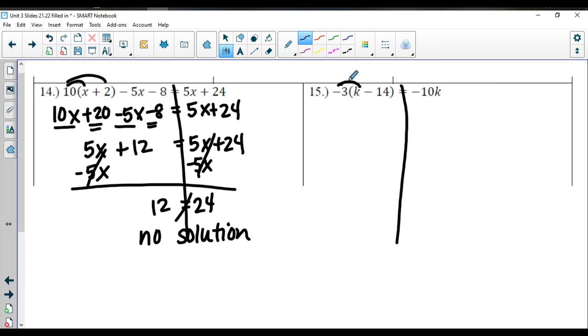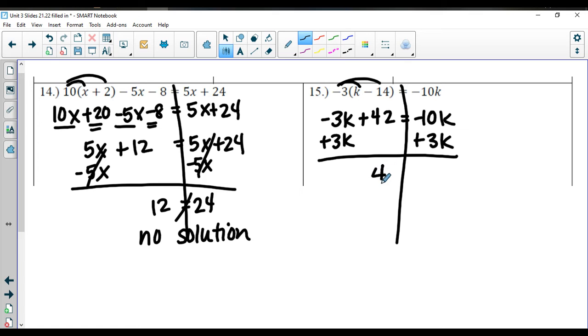Taking a look at question 15, we're going to distribute the negative 3. So we get negative 3k plus 42 is equal to negative 10k. We're going to move the negative 3k since the negative 10k is all the way over here by itself already. So we'll have 42 equals negative 7k. Dividing through by negative 7, we get negative 6 equals k for our answer.